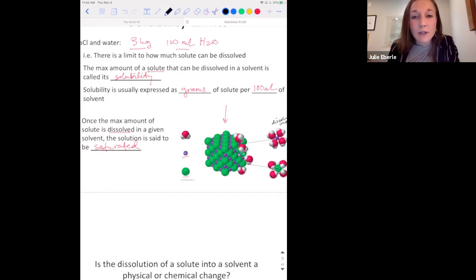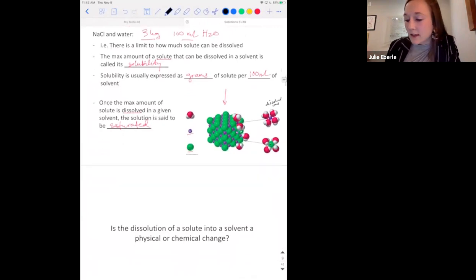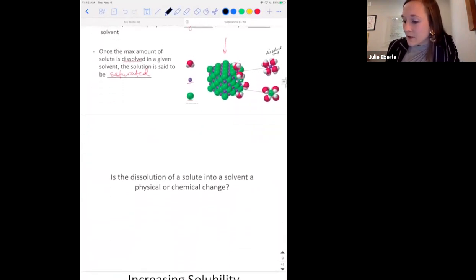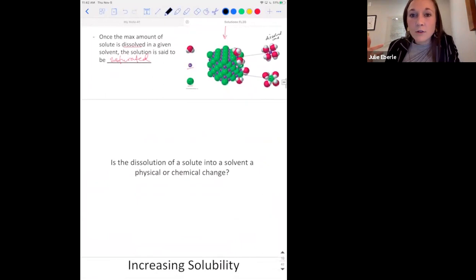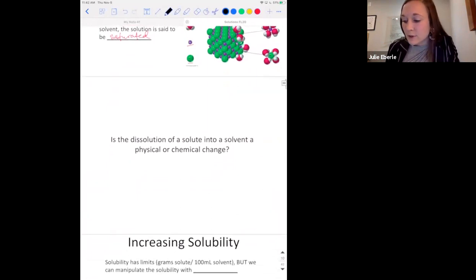And if you have a supersaturated solution, then the excess sugar that really can't stay dissolved will crystallize at the bottom. But there are ways we can manipulate solubility. We'll talk about those in a second, so that you get things like that to dissolve again. So talking about dissolving, or the dissolution of a solute into a solvent.